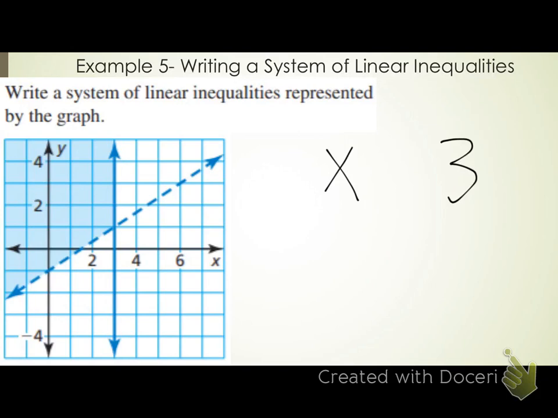So, what's my inequality symbol here? Less than or equal to, because it's a solid line. I got the 3 because this line is crossing the x-axis at 3. Here's 3. It's crossing the x-axis at 3. Right? So, that first inequality is done. That would be the inequality for my boundary line. Any questions on that first one?